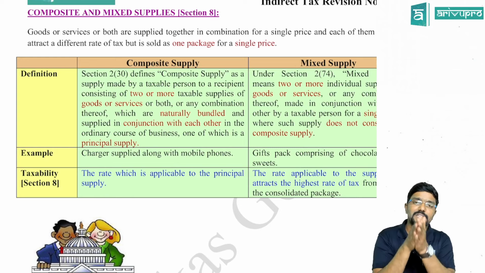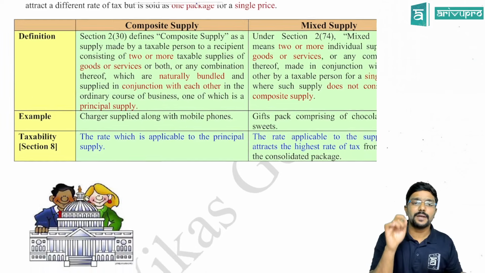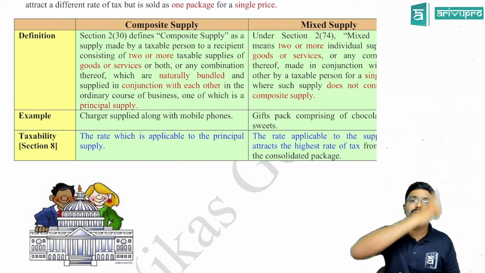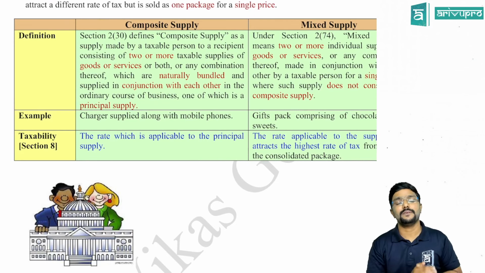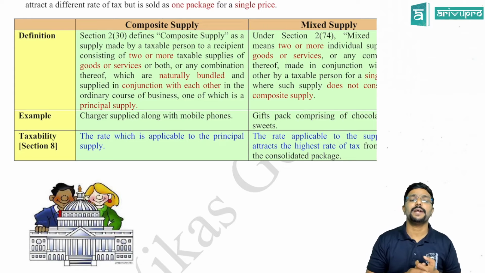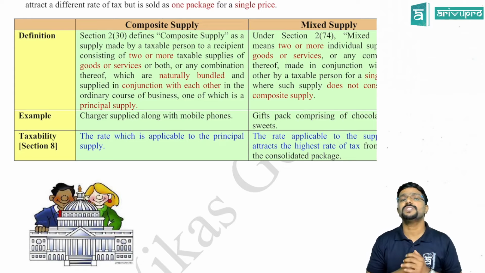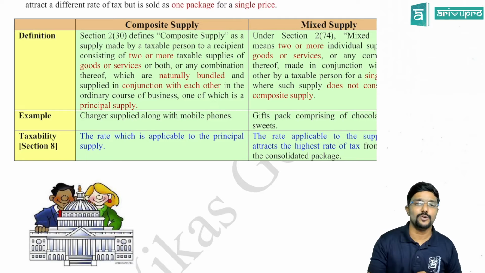So section 8 has told, whatever is the rate applicable for principal supply will be applicable for the entire value of supply for the composite supply. Example is charger supplied along with mobile phone. So here, which is the principal supply? Mobile phone. So whatever is the rate applicable for mobile phone will be applicable on the entire amount.